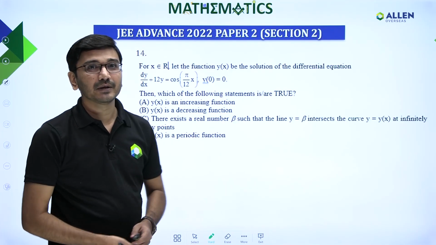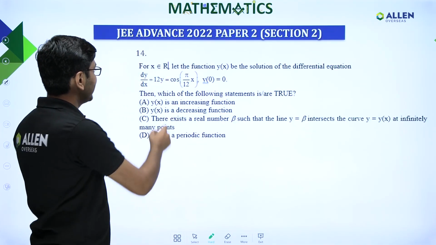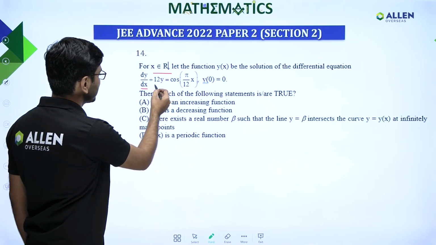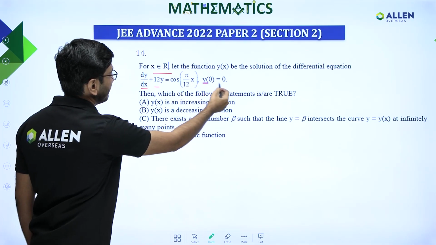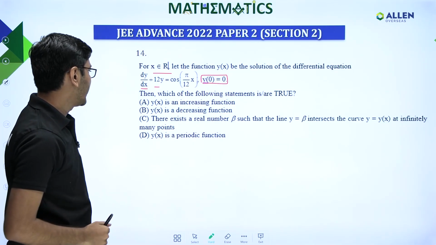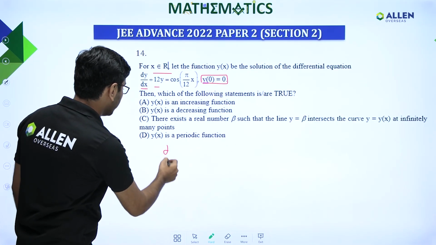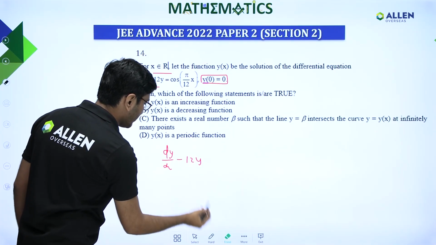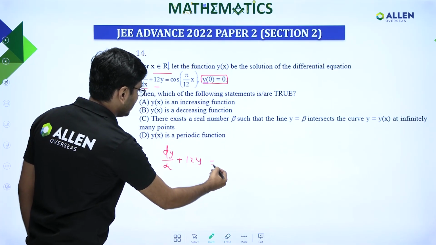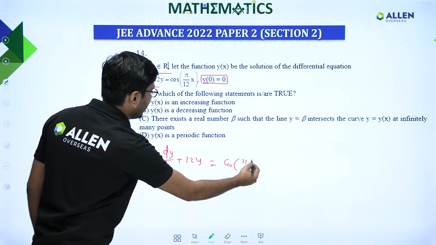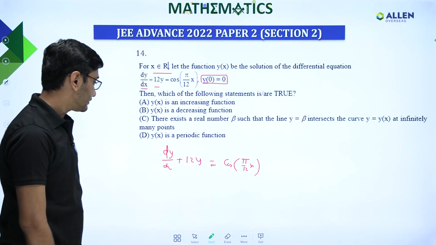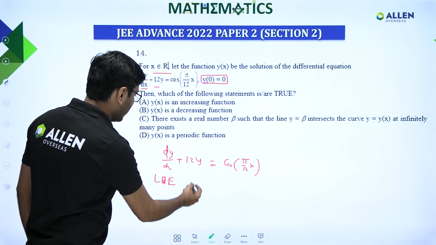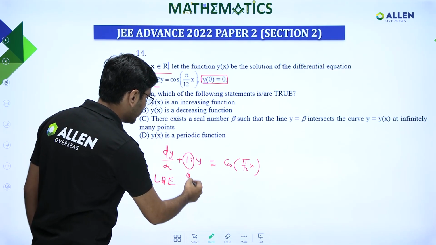Okay. Well, now have a look at question number 14. Question number 14 states that x is a real number. Let function y of x be a solution of the differential equation dy by dx plus 12y equal to cos of pi by 12x, and y of 0 is equal to 0. Then which of the following options are correct? We need to check. The differential equation given is dy by dx plus 12y equal to cos of pi by 12x. So, this is definitely a linear differential equation.